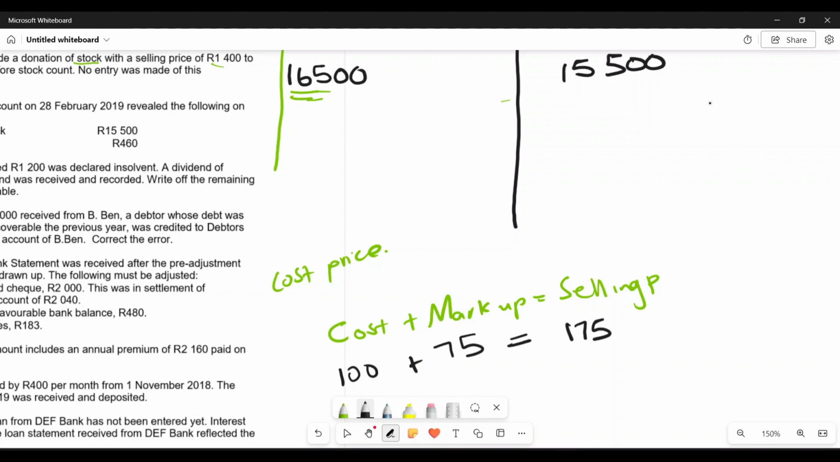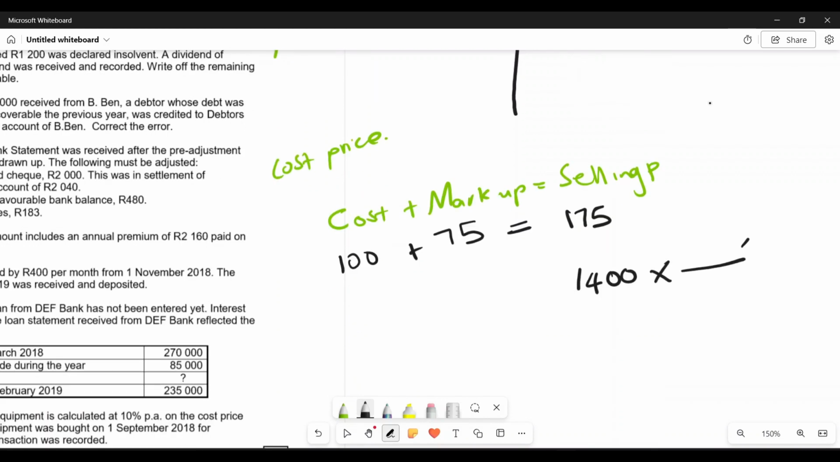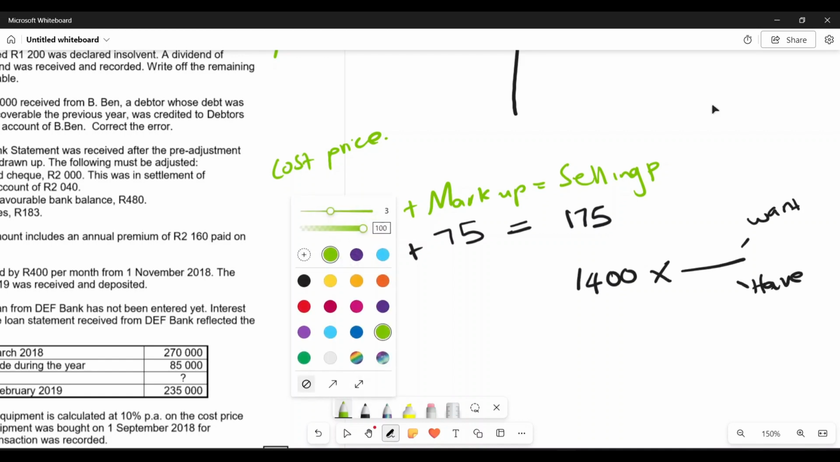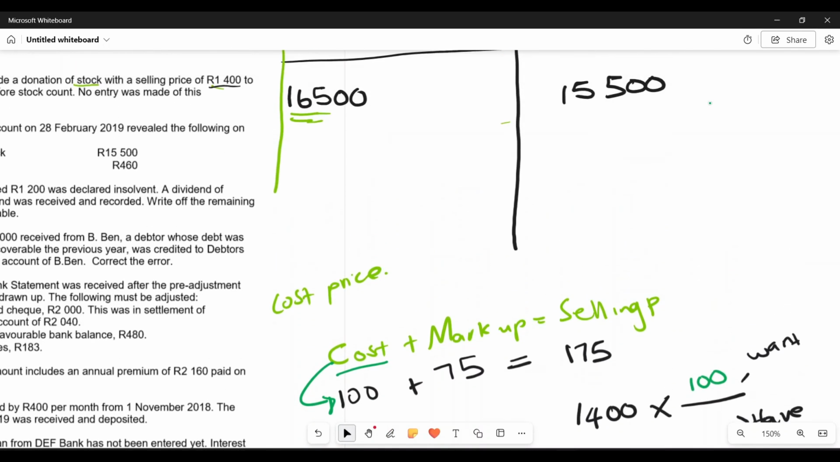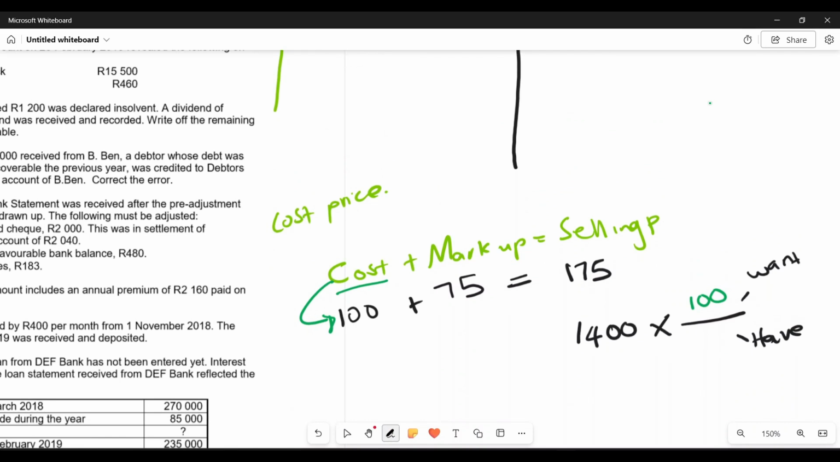Now they're telling me that this stock has a selling price of 1.4. And remember, I'm looking for the cost. How would I find the cost? I'm going to multiply by what I want, which must always be at the top, and what I have must always be at the bottom. What I want is my cost price, and my cost is always 100%, so I put the 100 here. What I have is 1.4, which is the selling price, and the selling price in terms of percentages is 175. So I'm going to divide this by 175. Punching that into my calculator, I find my cost price to be equal to 800. So this is the cost price of this donated trading stock.